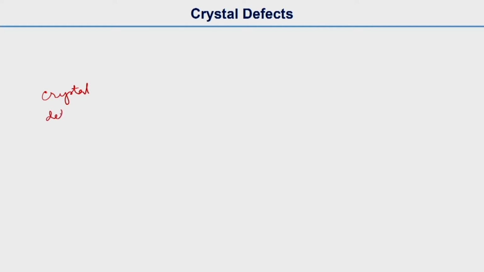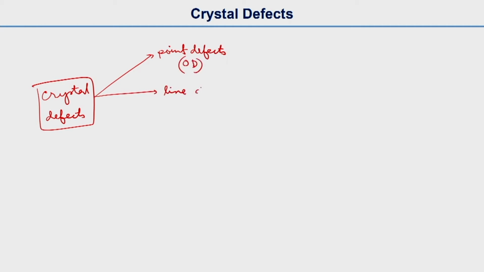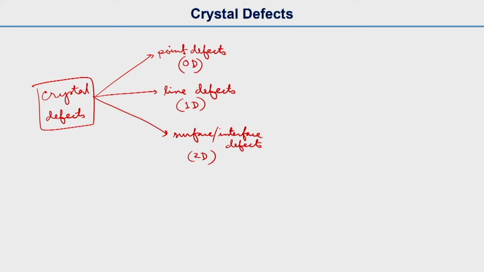The crystal defects can be classified into some categories. This you also studied probably in your material science class. The point defects are called zero dimensional defects, then line defects, which are called 1D defects, then surface or actually interface defects, also called 2D defects, and then volume defects. These are 3-dimensional defects.